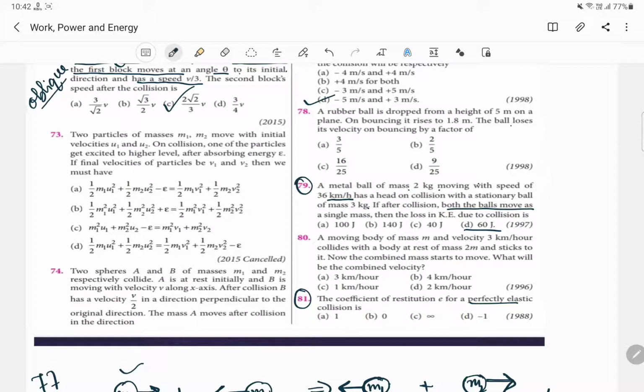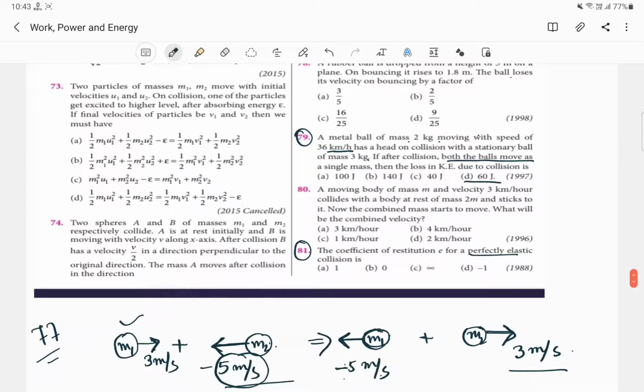So such type of question should not be calculated. This type of question should be done with the help of our concept. That's all for today. We have completed collision portion. Later in the evening we will start new rotational motion.